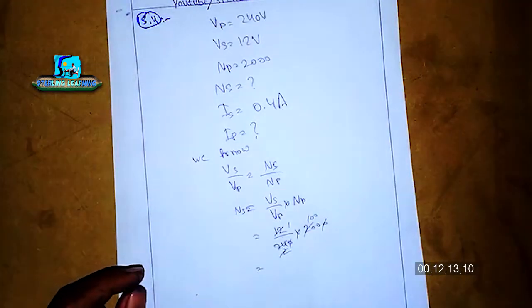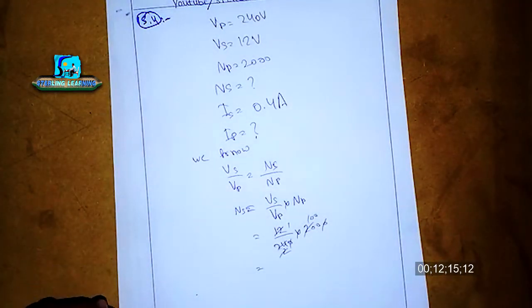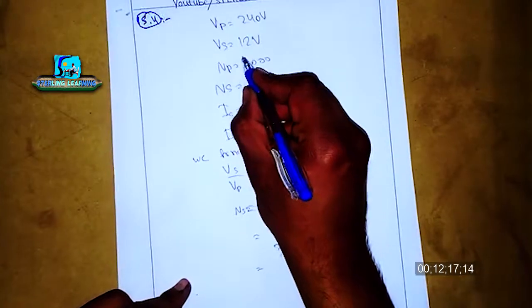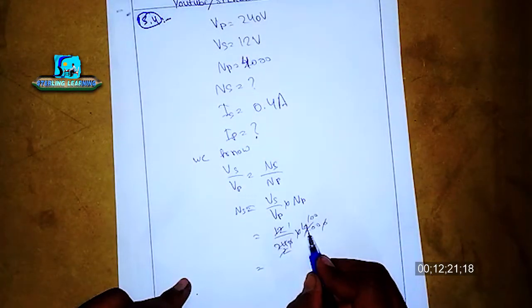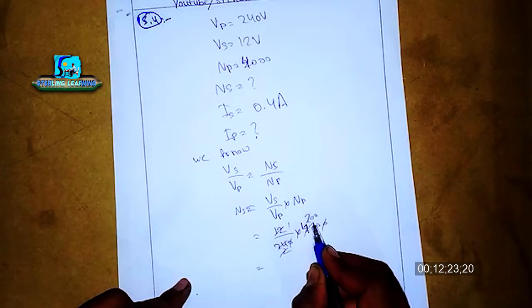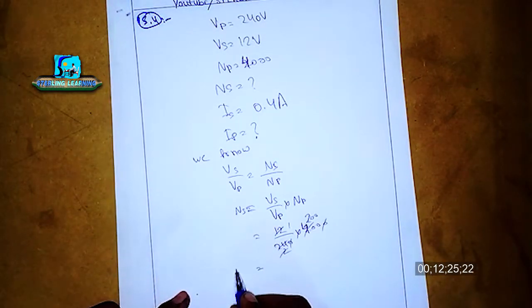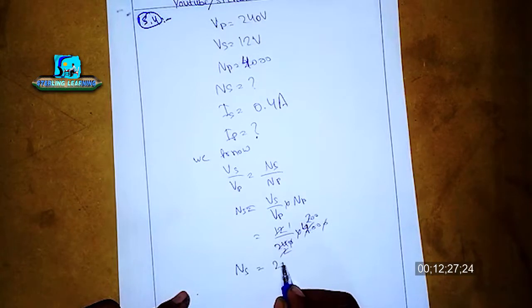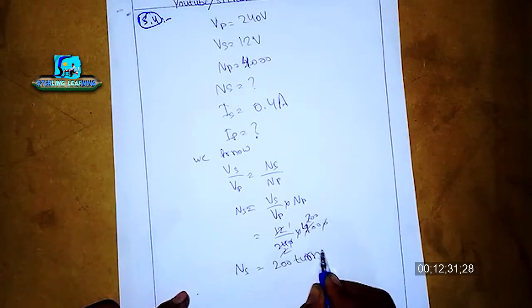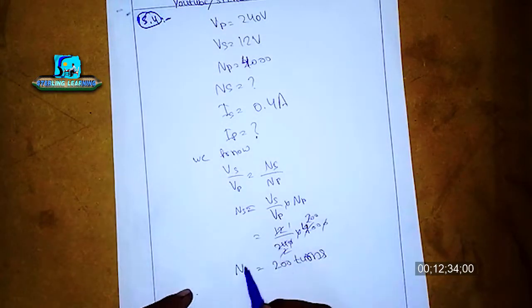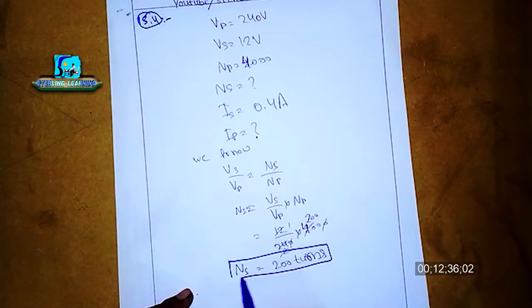It's not 2000, it's 4,000 tons. Yes, 4,000 tons. It is 4,000, and when you cut it, it comes at 200. So Ns becomes 200 tons. One answer is this, which was required.